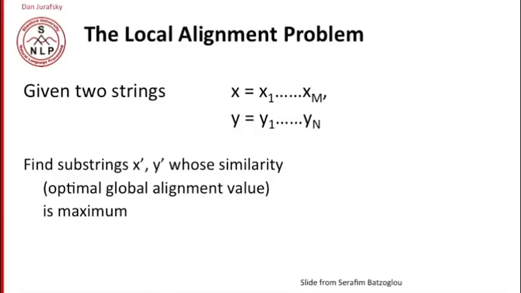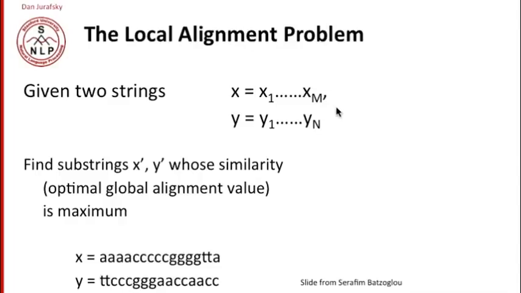A similar extension of the Needleman-Wunsch or the standard dynamic programming algorithm for string edit distance is the local alignment problem. So here's the local alignment problem. We have two strings, x of length m and y of length n, and we want to find two substrings whose similarity is maximum.